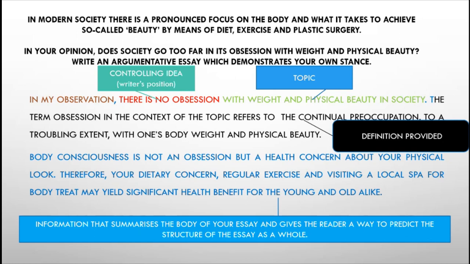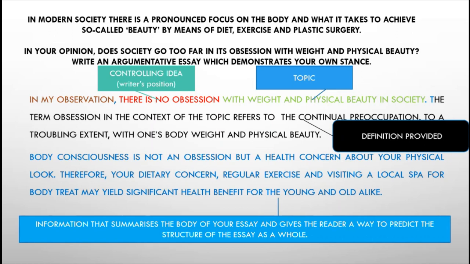give the topic, or rephrase the topic, and in the same line include your controlling idea or your position on the topic. When we look at this student's introduction, it says, "In my observation, there is no obsession." This is the controlling idea. This is the student's position. It means this student is going to argue right through the essay, proving that there is no obsession with weight and physical beauty in society, according to the student.